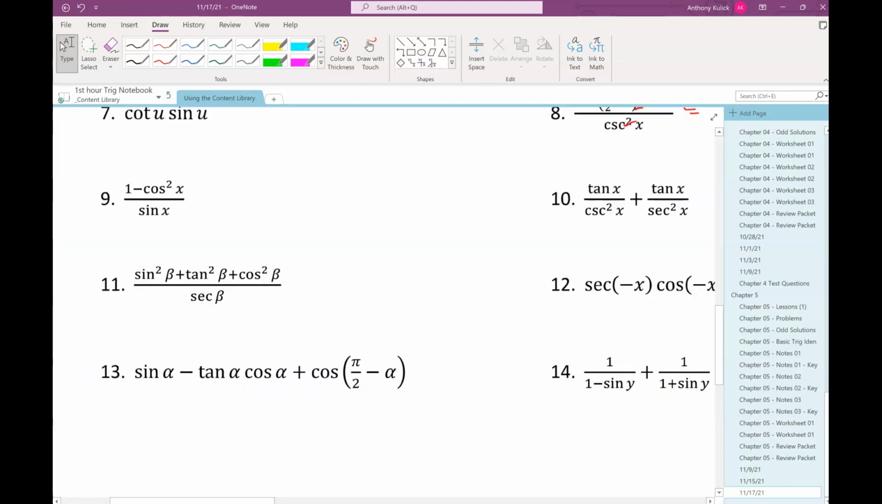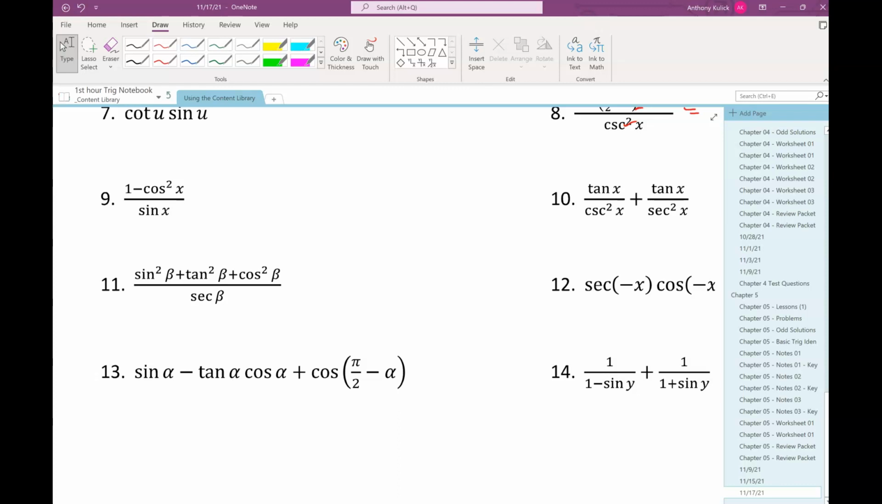So if I look at 11, there's nothing algebraic really to do because none of these things are like terms to add. There's nothing to reduce. There are no greatest common factors to factor, so I'm going to go look for an identity. If I look at the numerator, everything has a squared in it.